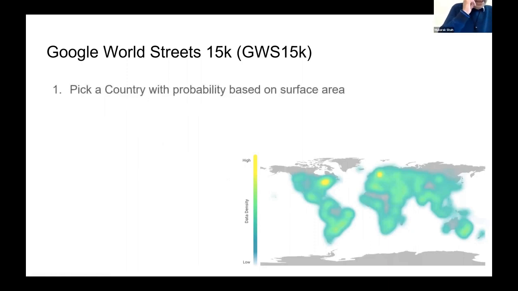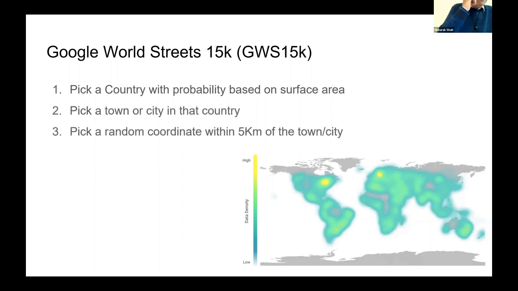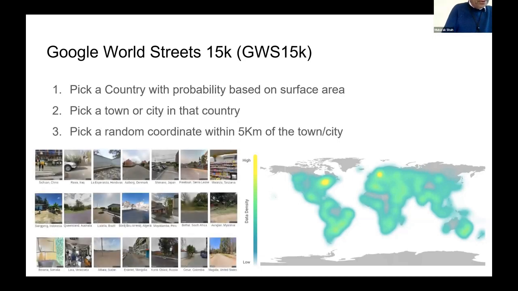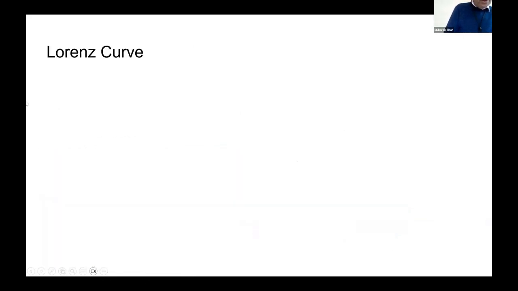So the way we did it, we pick a country with probability based on the surface area, and then pick a town or city in that country, and then pick a random coordinate within 5 kilometers of the town or city. So these are the images. As you see, we have images from all over the world: Denmark, Iraq, China, Indonesia, Brazil, Peru, Myanmar, Colombia, Mongolia, Sudan, and all those places.